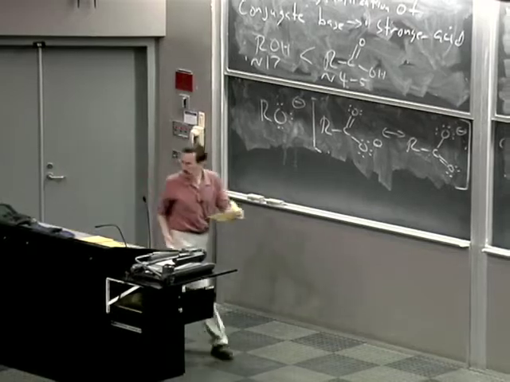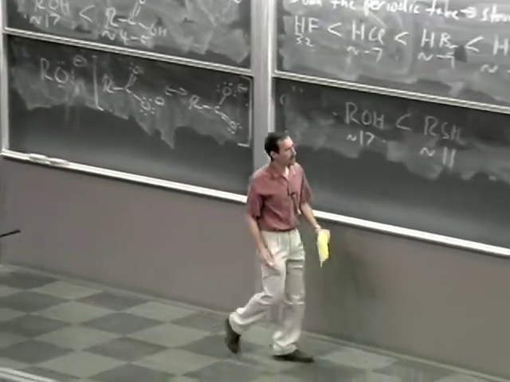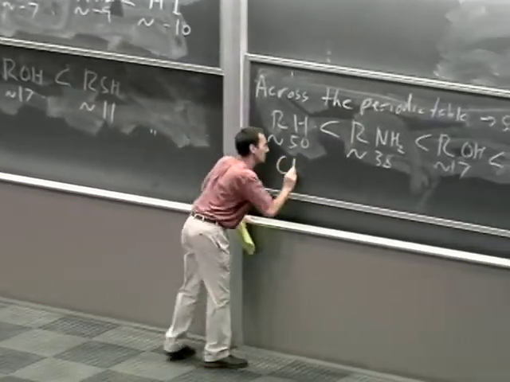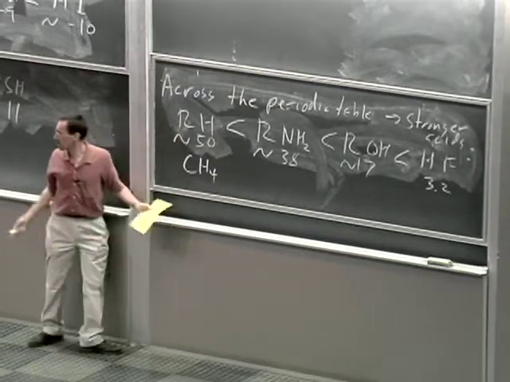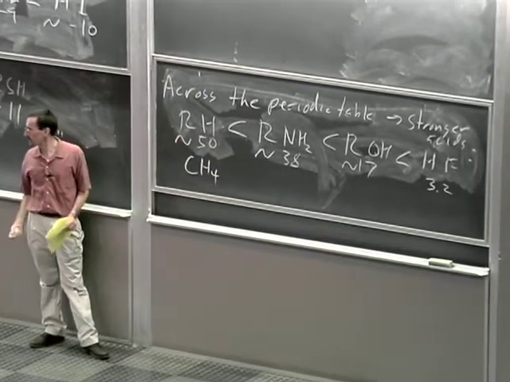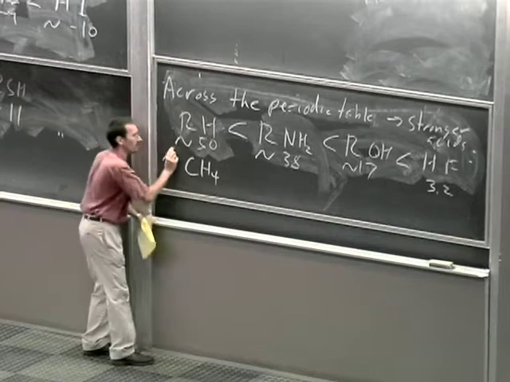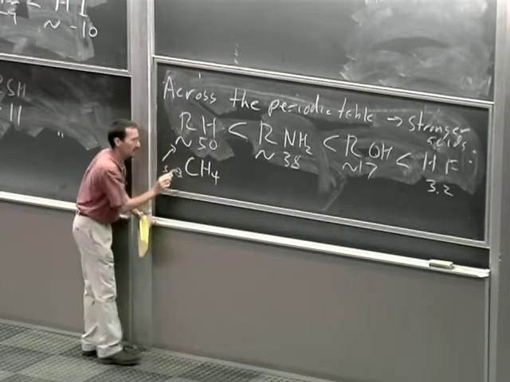Alkanes, methane, pKa of CH4, methane, alkanes is about 50. So this is specifically sp3 hybridized.